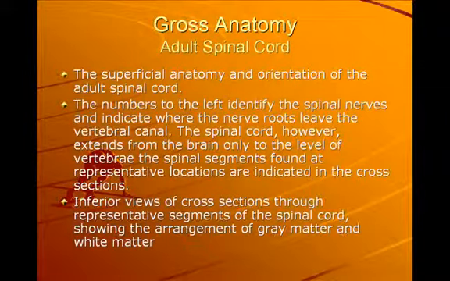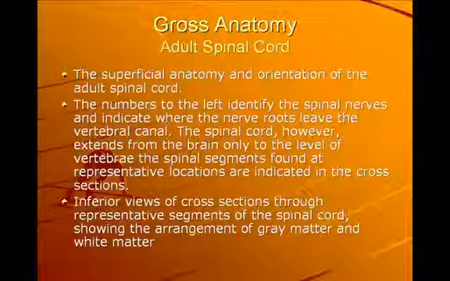Now, the superficial anatomy and orientation of the adult spinal cord is as per that illustration that I showed you earlier. The numbers on the left side identify the spinal nerves, which indicates the nerve root where it leaves the vertebral canal. The spinal cord, however, extends down from the brain only to the vertebral level of about lumbar level 1. The spinal segments are found there, and representative locations are indicated in that cross-sectional illustration that I showed you earlier.